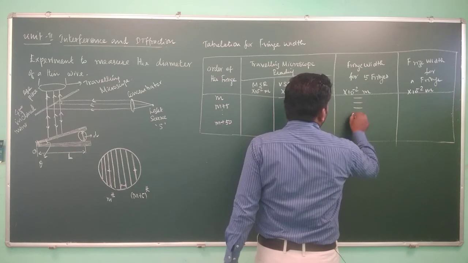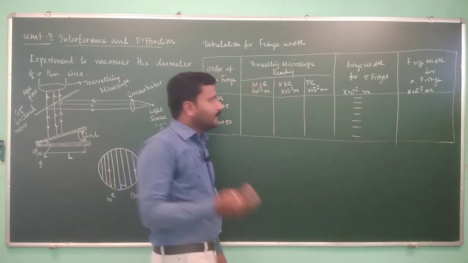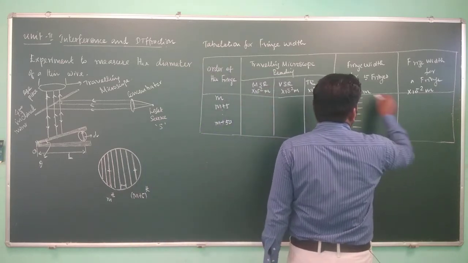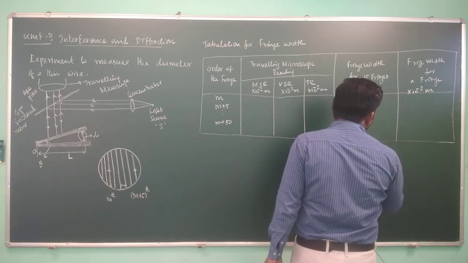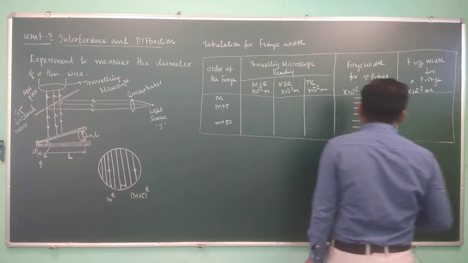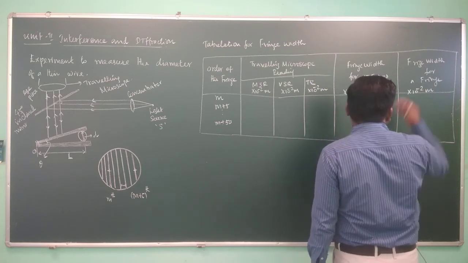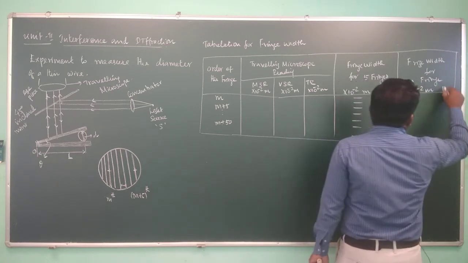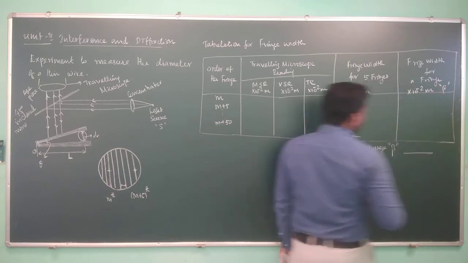So these readings should have identical values. There may be some error, which is due to experimental error, right? All these would have almost the same value, and if you divide this value by 5, we will get the fringe width for 1 fringe. If you take the average, then we will get an almost correct value. We are going towards correctness if you take many readings. So the average will give you the fringe width for 1 fringe.